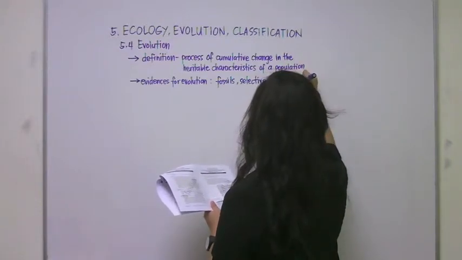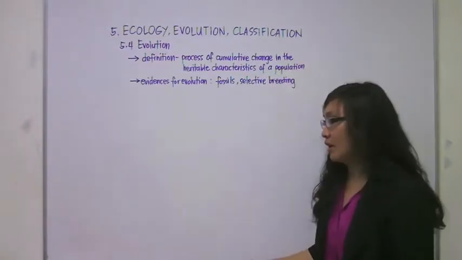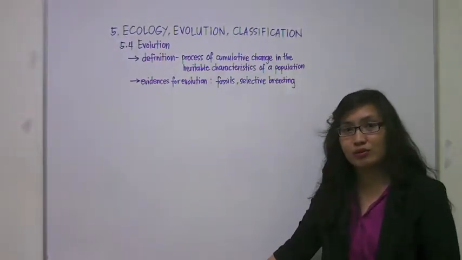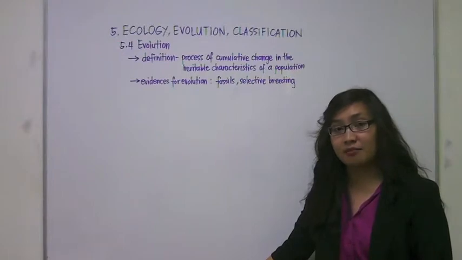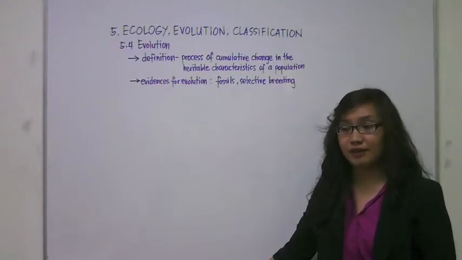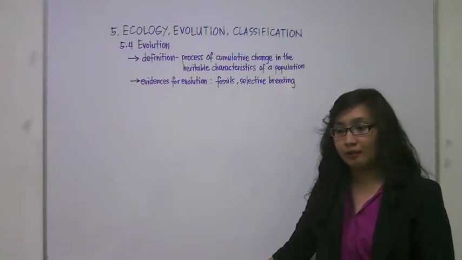In the case of selective breeding, this is when people are choosing certain traits that can be passed on to the offspring. So we can show diagrams for selective breeding, for example, selective breeding or the domestication of dogs.